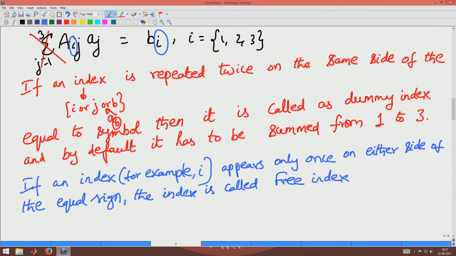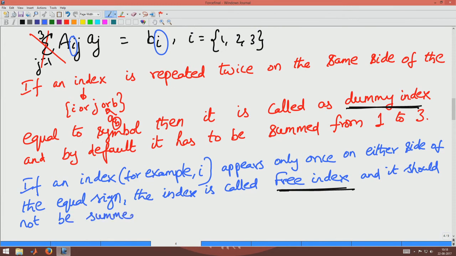In contrast to a dummy index, this is called a free index. It should not be summed from 1, 2, 3. The important point is that it should not be summed. A dummy index has to be summed from 1 to 3, whereas a free index should not be summed from 1 to 3.